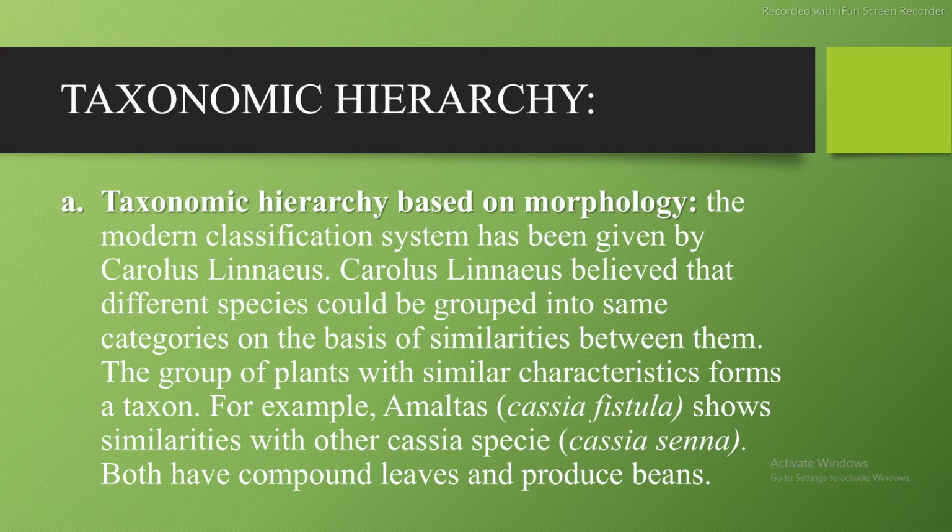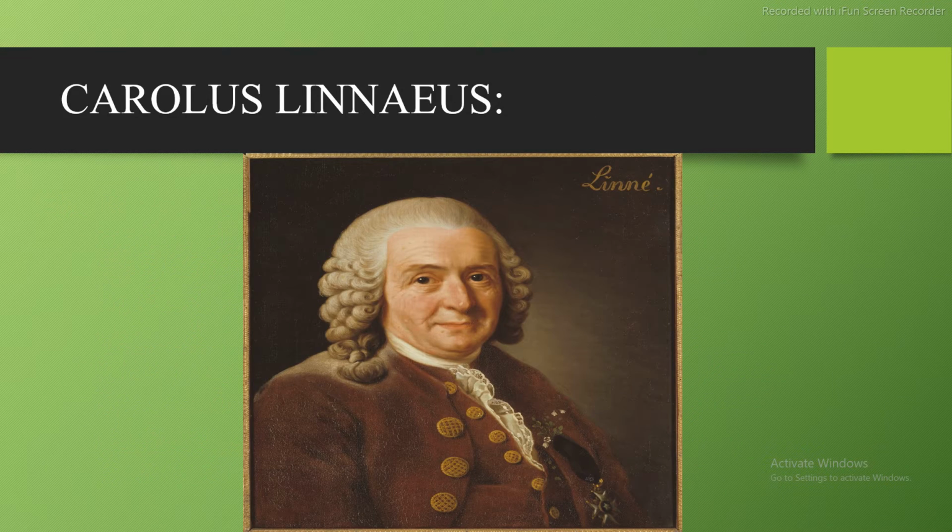Taxonomic hierarchy. Taxonomic hierarchy based on morphology. The modern classification system has been given by Carolus Linnaeus. Carolus Linnaeus believed that different species could be grouped into the same categories on the basis of the similarities between them. The group of plants with similar characteristics forms a taxon. For example, Acacia fistula shows similarities with other Acacia species, like Acacia senna. Both have compound leaves and produce beans. Carolus Linnaeus, as shown in the figure.